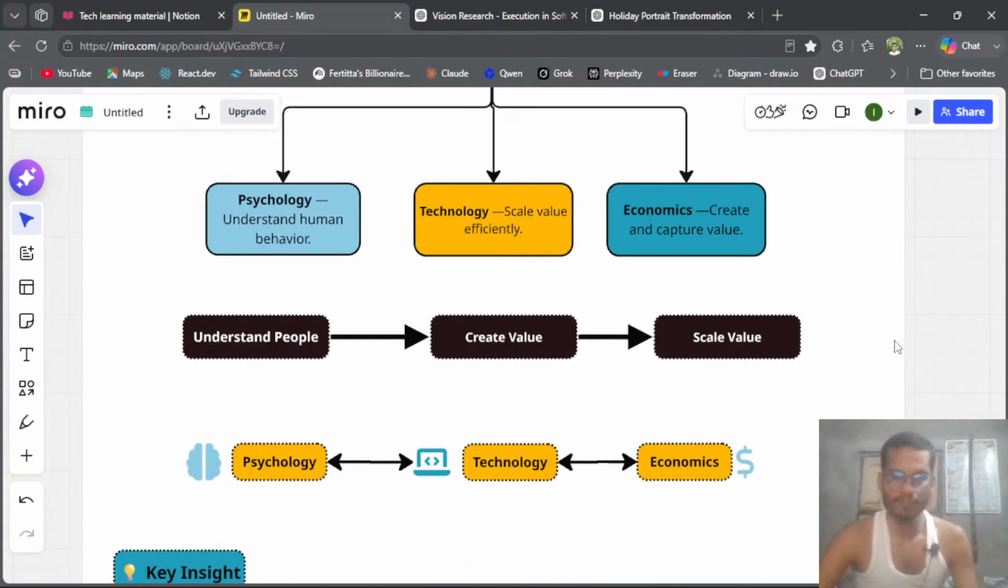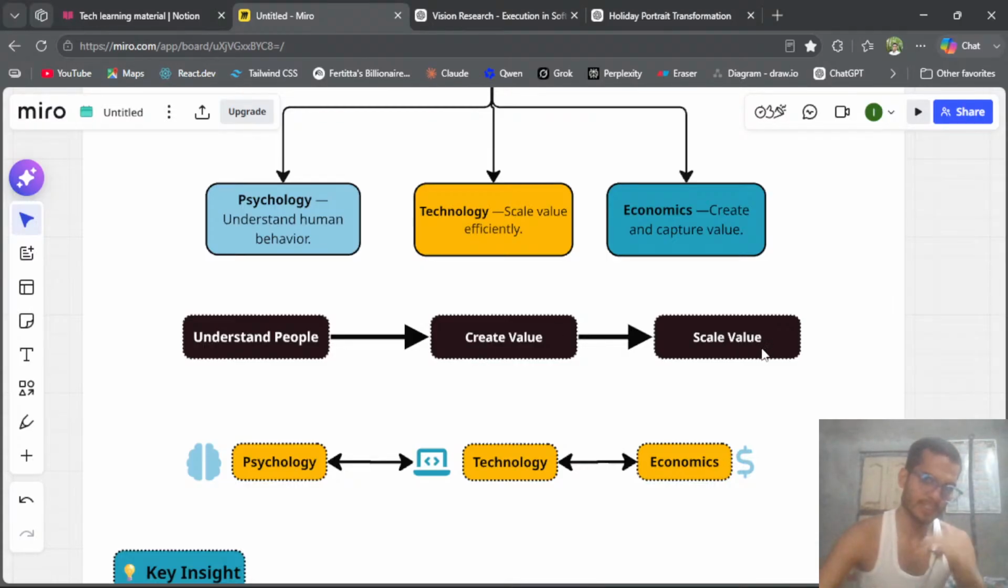So the fundamental workflow is first understand people, then create value, which means you have to understand the human, what problem they have, what they want, in simple words. Once you find out what humans want and what problem exists, then you have to create value. Why do they care about your product? Why is your product better than somebody else's? What value are you providing? Then you have to scale.